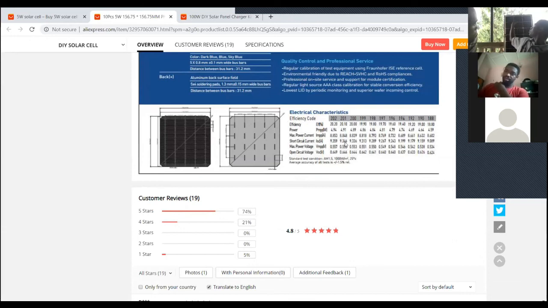If you look at this, I've seen the kind of cell they use here. They use a 5 watt cell. Don't worry, we'll still make it clearer as we go on. But what they do is that they will not divide it into 2.